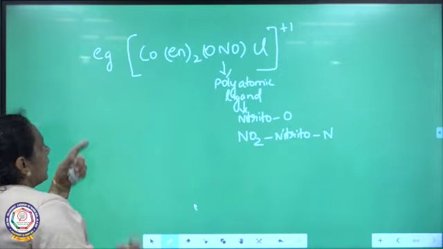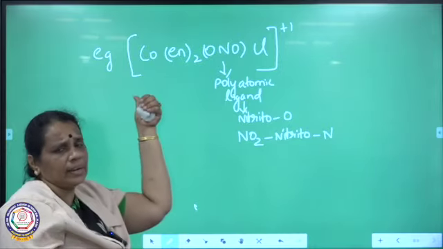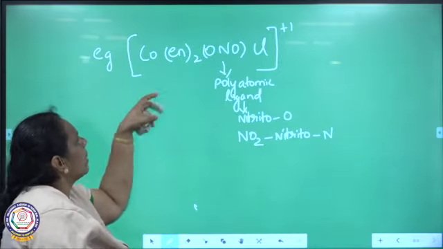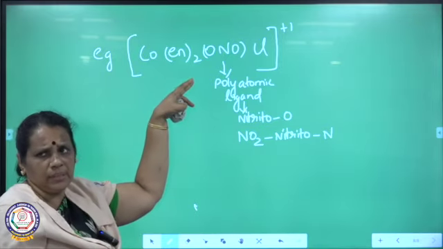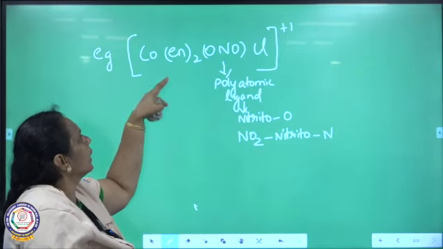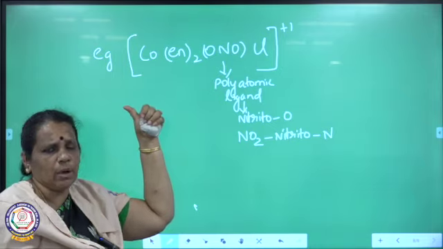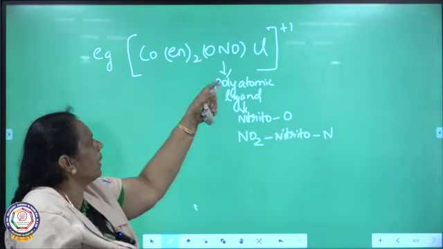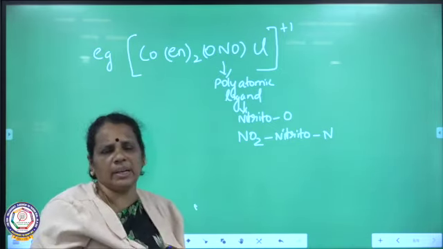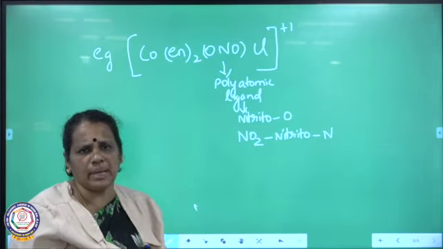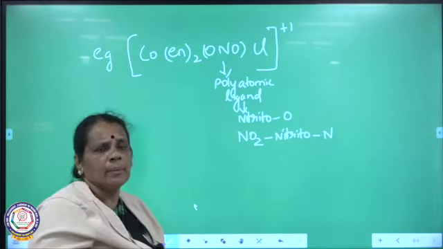Here you see in the square bracket cobalt is the central metal ion. It is bonded with ethylenediamine. There are two ethylenediamine molecules, and the other ligand is ONO, which is nothing but nitrito, a polyatomic ligand, which I have indicated in parenthesis.